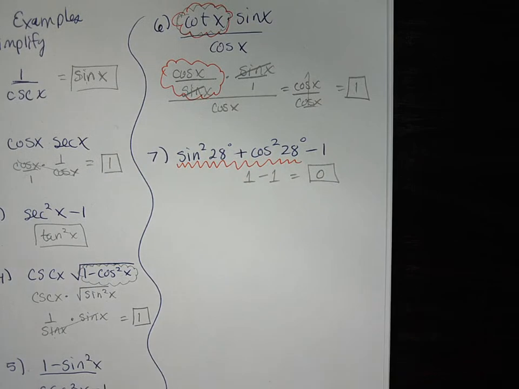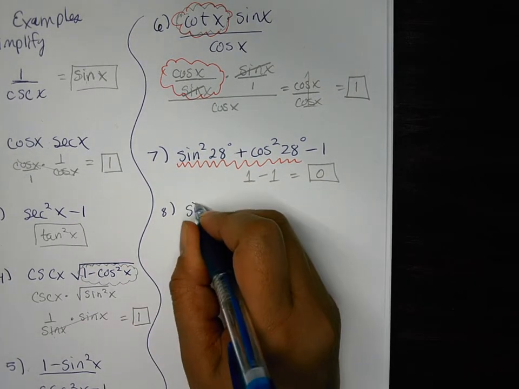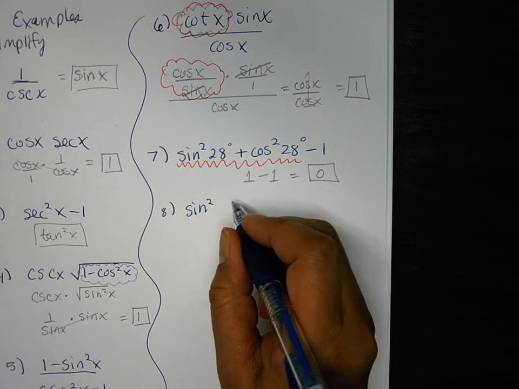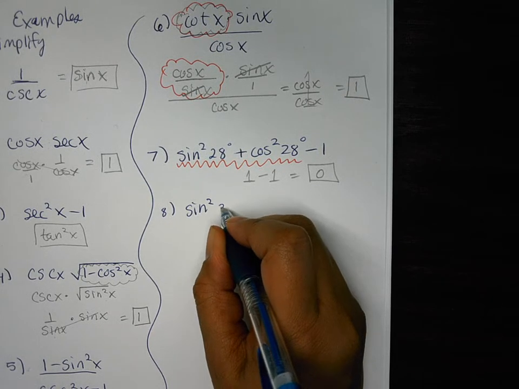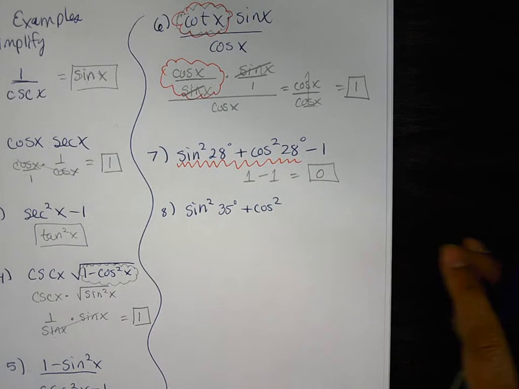Number 8. All right, so try this one on your own. Sine squared 35 degrees plus cosine squared. Actually, I'm going to change that. If you're writing in ink, just keep writing.